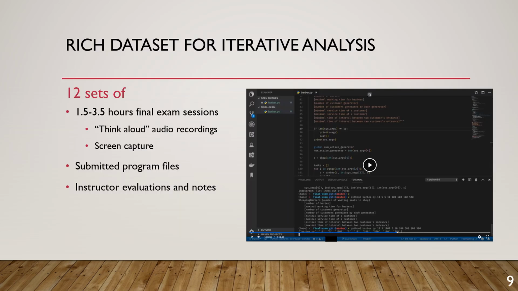Students were asked to think aloud, so we captured their process through audio recording and video capture of their screens. We also collected their final submissions along with the instructor's evaluation notes. We ended up collecting 12 sets of submissions and recordings after the 3 groups that experienced recording errors were excluded.